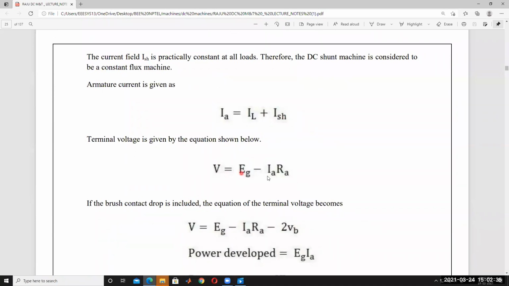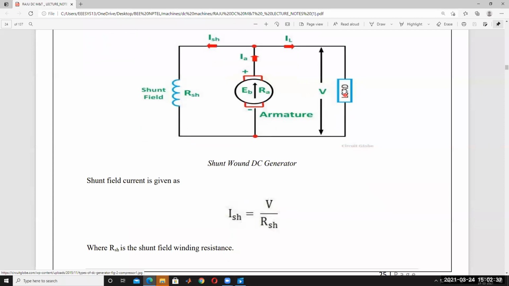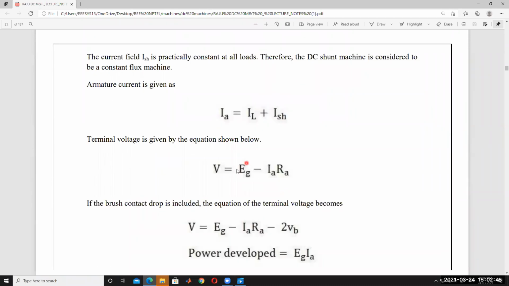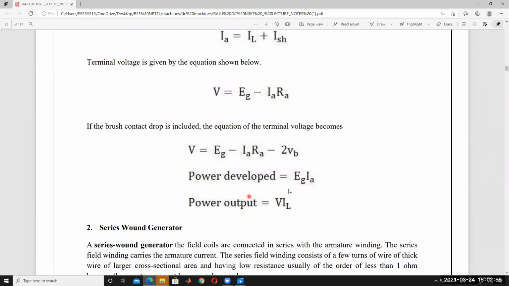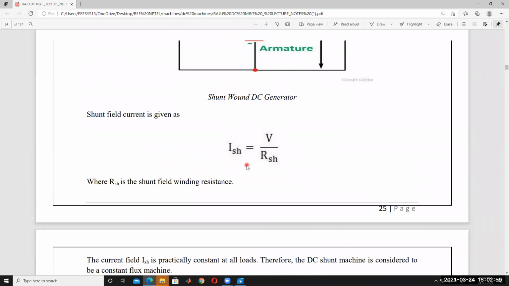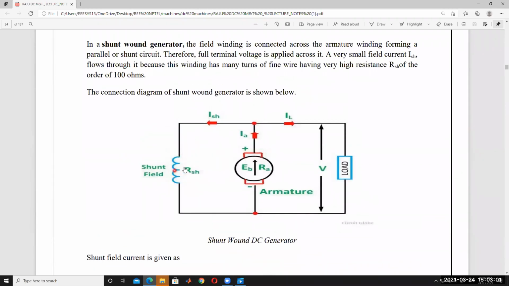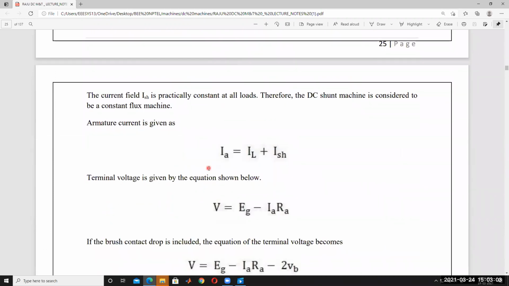Then V is equal to EG minus IR. The voltage across this terminal is nothing but the generated EMF minus the voltage drop across the armature winding, that is IA RA. So V is equal to EG minus IA RA. If you also consider the brush contact drop, then minus 2 VB. Then power developed is equal to EG into IA. The power output is nothing but V into IL. That is for the shunt generator, the parallel connection.